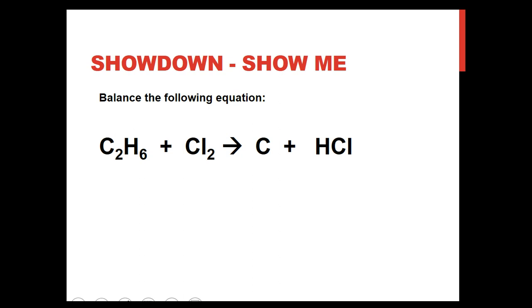Here's another one. I have 2 carbons on the left, I need 2 carbons on the right. I have 6 H's on the left, I need to have 6 H's on the right. I have 2 Cl's on the left, and I have 6 Cl's on the right. So what times 2 gives me 6, and that's 3. So now everything is good.